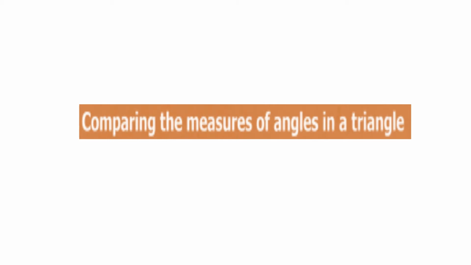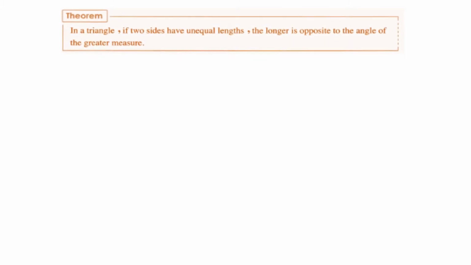Our lesson today is about comparing the measures of angles in a triangle. Comparing means greater than or smaller than, these two signs which we'll use in this lesson, or in this unit. We have a theorem, the first theorem in the inequality in a triangle.